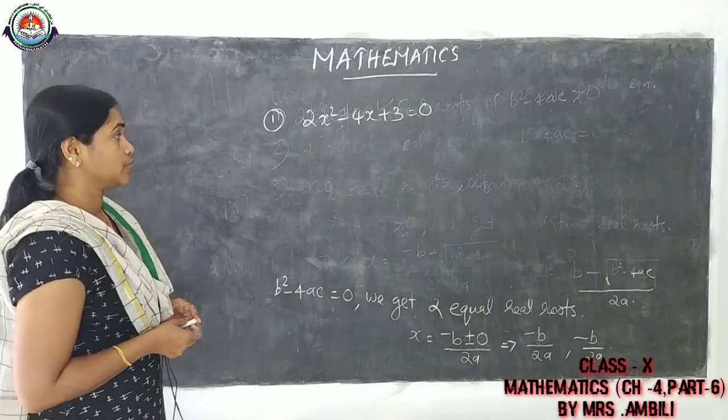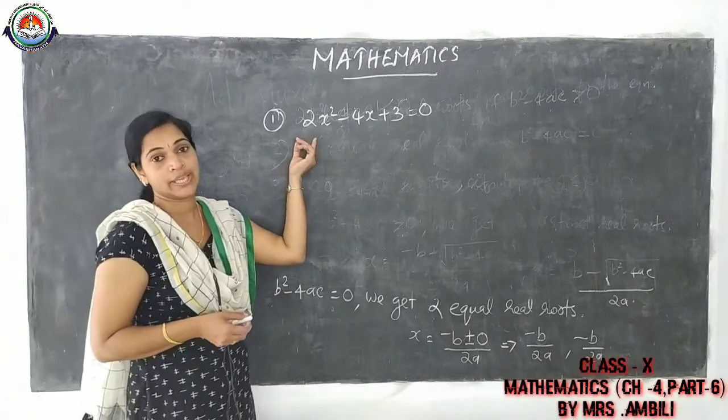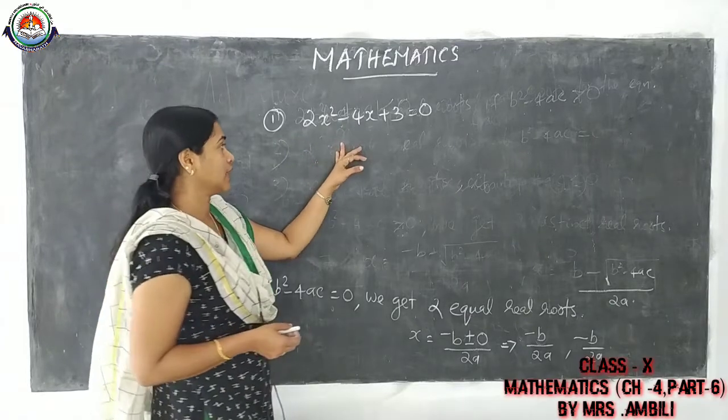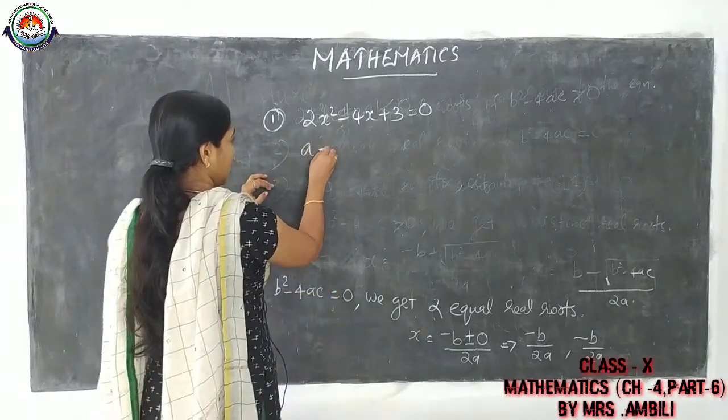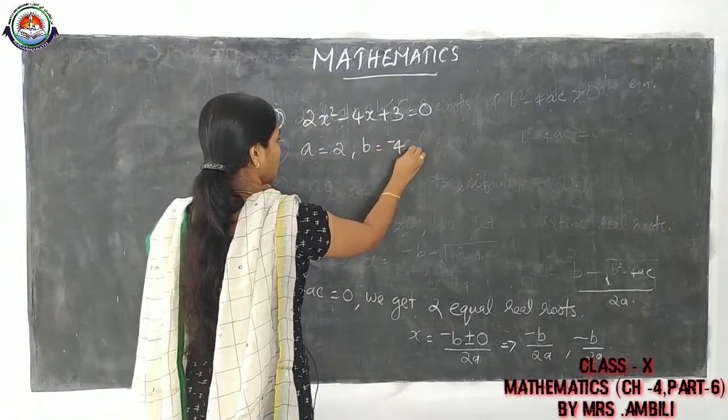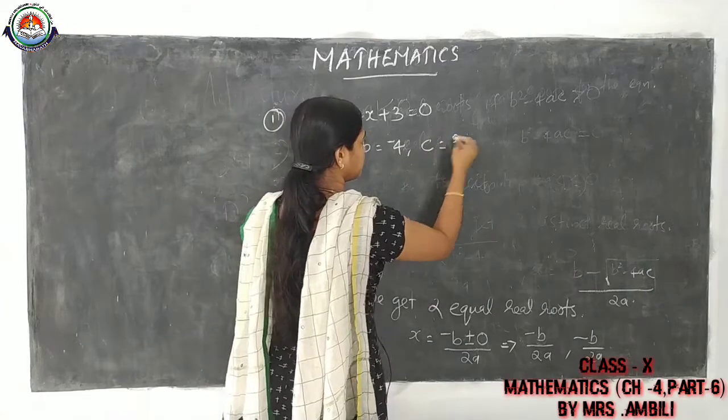You need to compare this given equation with ax square plus bx plus c equal to 0. While comparing, we get a equal to 2, b equal to minus 4, and c equal to 3.